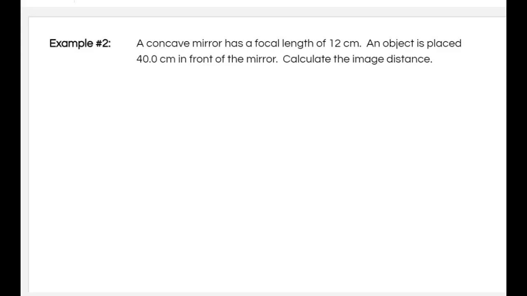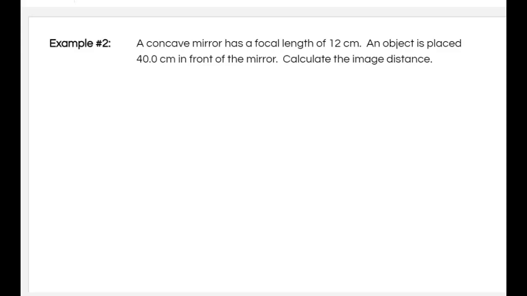Okay, so in this example, it says a concave mirror has a focal length of 12 centimeters, and the object is placed 40 centimeters in front of the mirror. Calculate the image distance. So what I'd like you to do at this point is to pause the video and get your setup done.